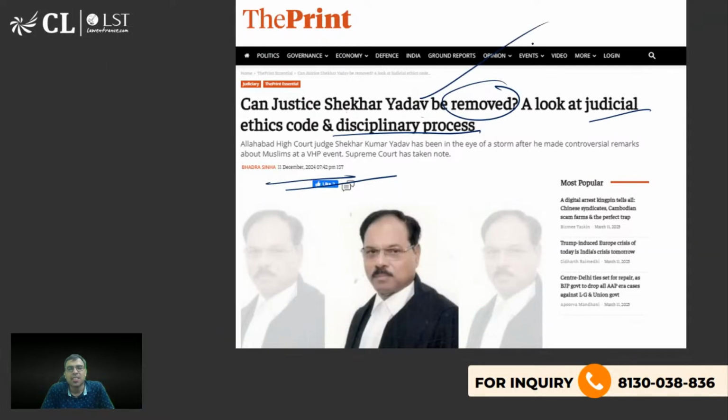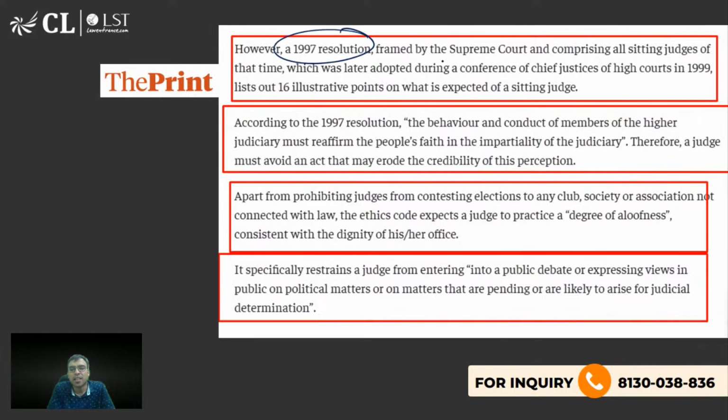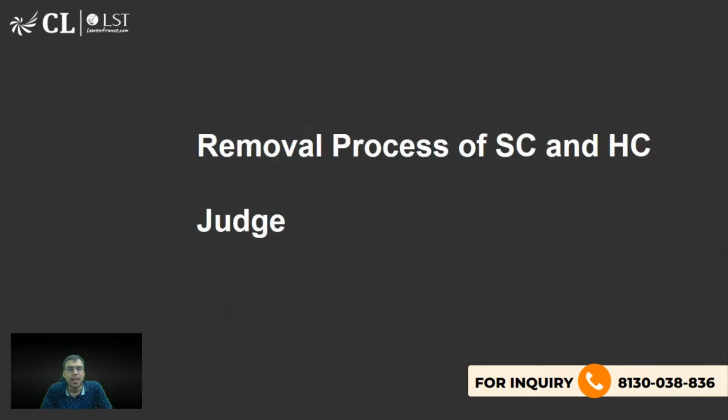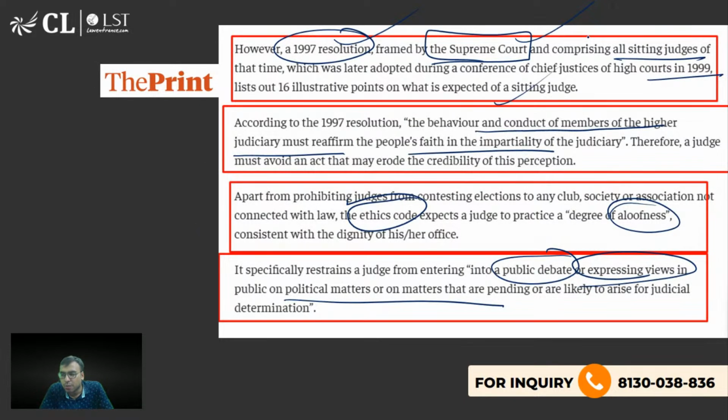Okay, so this was written when the Justice Shekhar Yadav controversy happened. In 1997 the resolution was voiced by the Supreme Court judges, all the sitting judges, right? And later on in 1999 also, that the behavior and conduct of the higher judiciary must reaffirm the people's faith and impartiality. They should ensure a degree of aloofness, meaning they will not attend public meetings much or meet people much. They will not give public opinions unnecessarily and all. So these things were said in the 1997 resolution. Consider it a sort of code of ethics, which they are supposed to follow by themselves. Okay. But the problem is if they violate it, of course, there is no punishment and all, but they themselves are supposed to follow that.